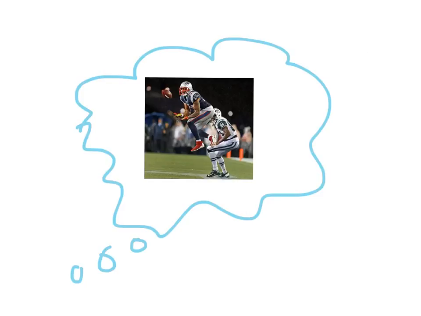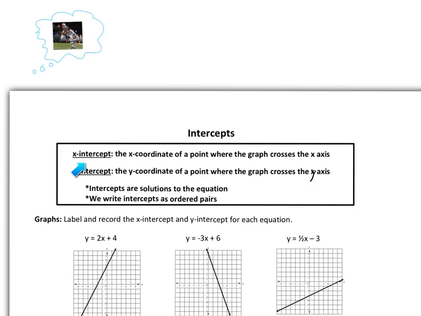But in math class, an x-intercept is the x-coordinate of a point where the graph crosses the x-axis, and a y-intercept is the y-coordinate of a point where the graph crosses the y-axis. In other words, we look at the points where the graphs cross each of the two axes.